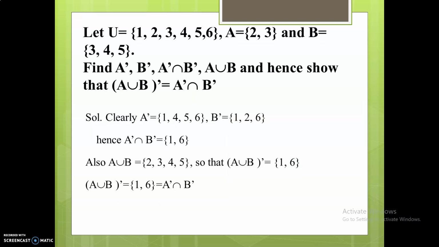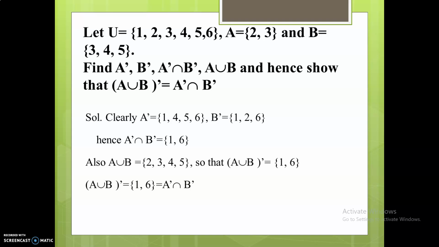So if you have U is equal to 1, 2, 3, 4, 5, 6, A is equal to 2, 3, and B is equal to 3, 4, 5, then find A complement, B complement, A dash intersection B dash, A union B, hence show that A union B dash is equal to A dash intersection B dash. So here we are given A complement, we can easily find out because we know how to find A complement, that is 1, 4, 5, 6.